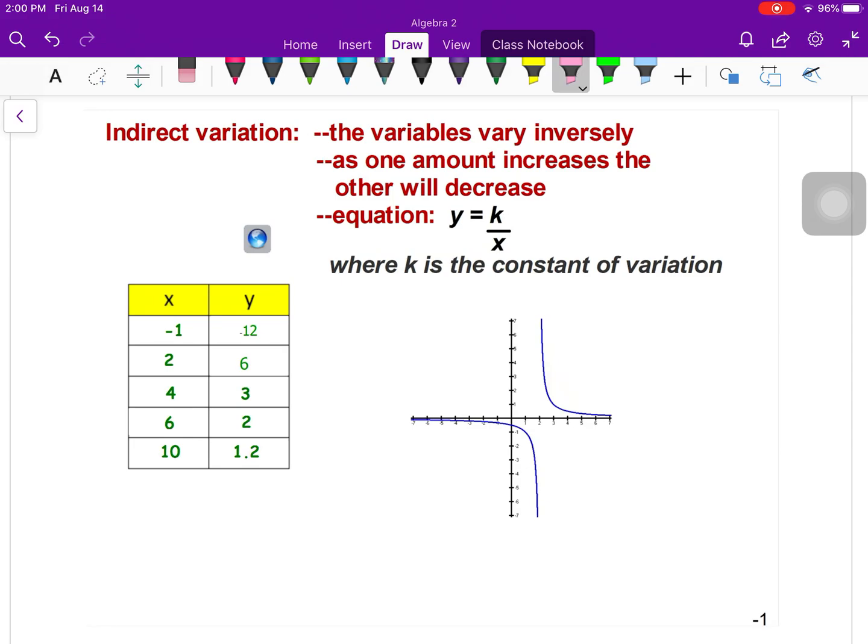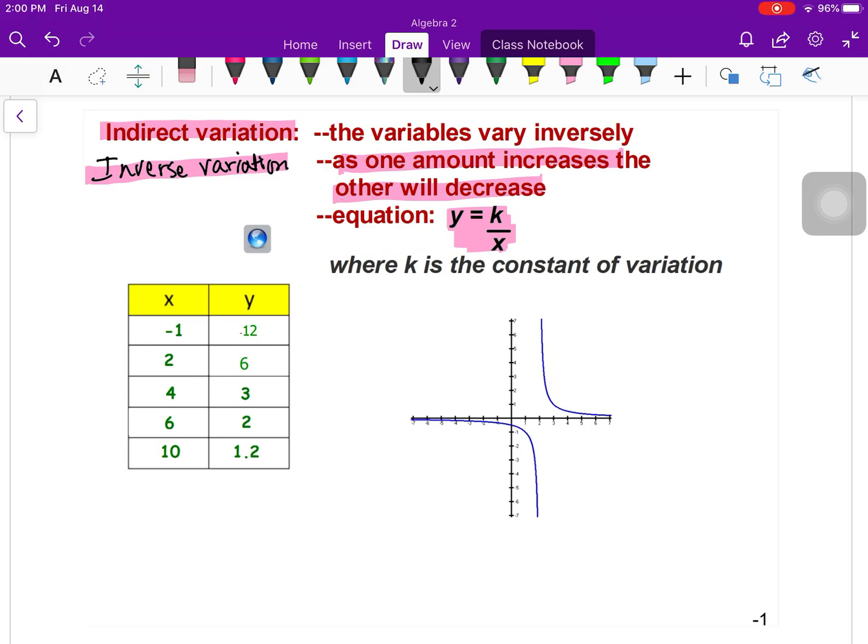The next variation I'd like to talk about is indirect variation. This also can be referred to as inverse variation. Inverse and indirect are synonymous. So if direct means as one amount increases, so does the other, indirect is the opposite: as one amount increases, the other will decrease. In our equation of variation, direct was y equals k times x, so indirect is going to be y equals k divided by x. The inverse operation.